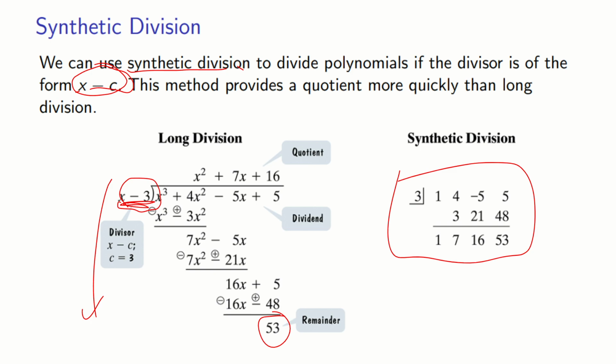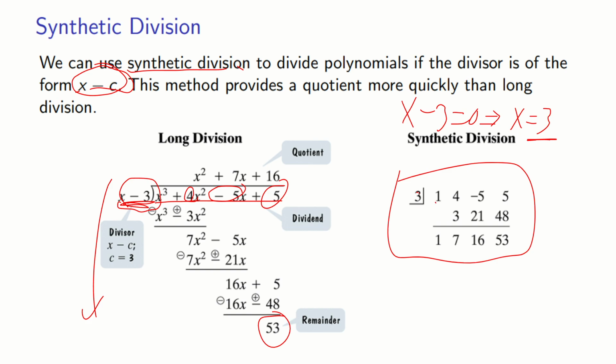However, with synthetic division, what we do is we take that negative 3, and we're just going to make it a 3. So what you're doing is you're dividing by the 0. The idea is x minus 3 equals 0. What does that imply? That means x is equal to 3. That's what you're dividing by there. You're dividing by x equals 3. Now, where do this 1, this 4, this negative 5, and this 5 come from? Those are the coefficients of the polynomial here. Notice that x to the third has coefficient 1, 4x squared has coefficient 4, negative 5x has coefficient negative 5, and 5 is just 5, right? So that's where these come from.